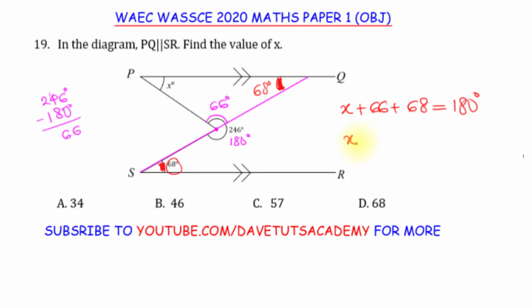So that X plus 66 plus 68. Say just 66 and 68, okay? 6 and 8, that's 14, remaining 1. 6 and 6, that's 12. That will be 134. So plus 134 is equal to 180 degrees. So X will be 180 minus 134.